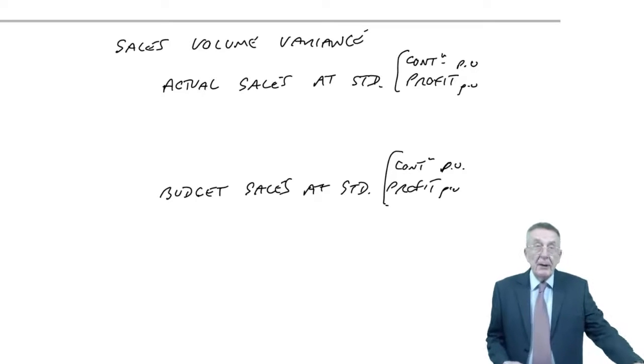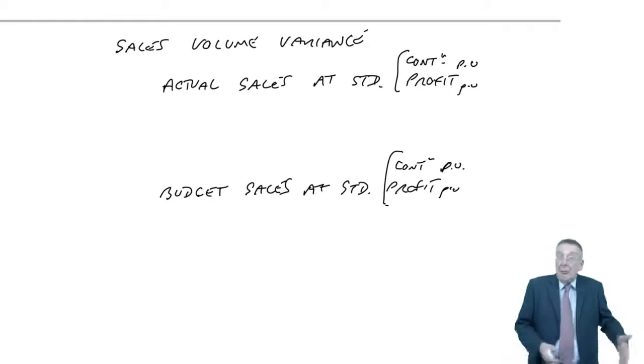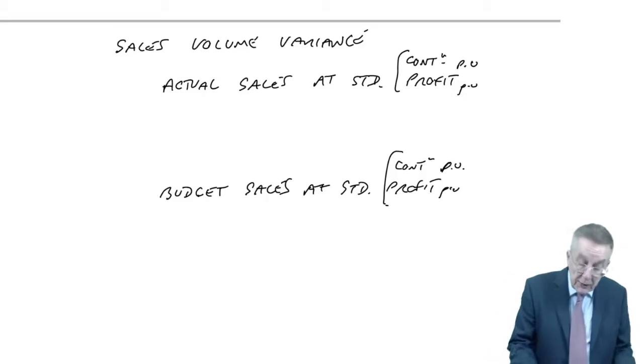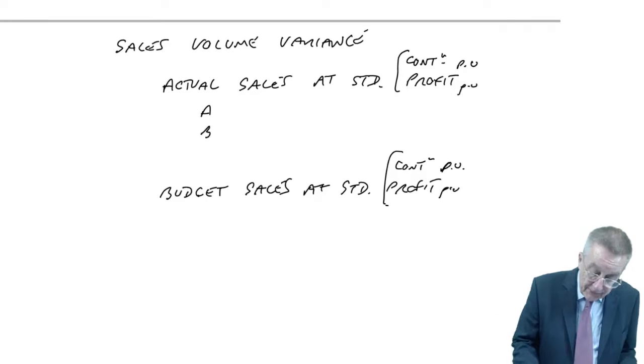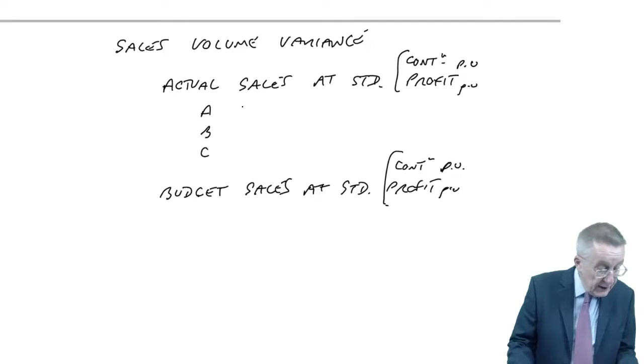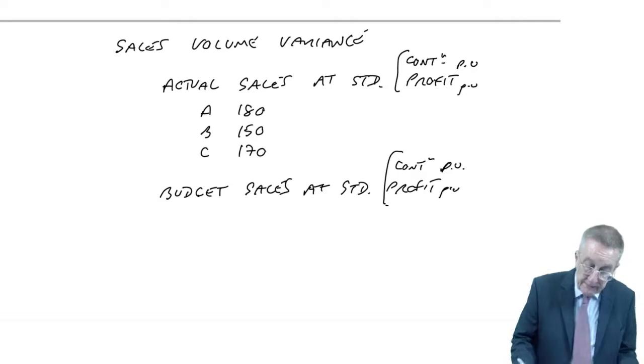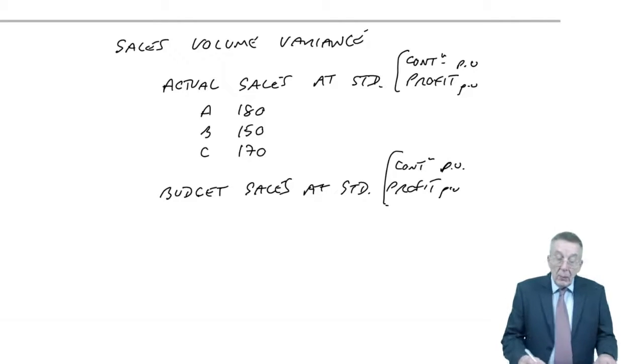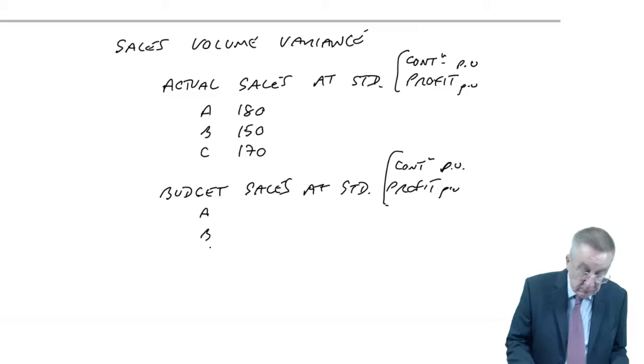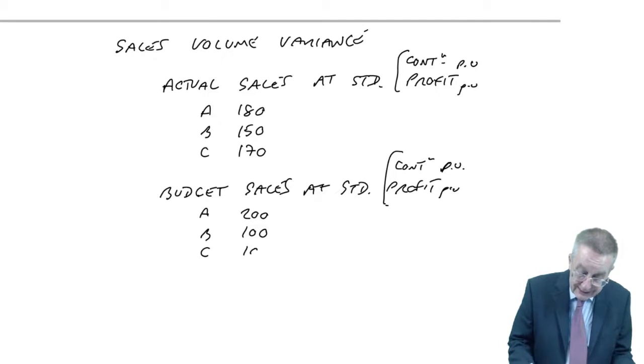Well, let's do it here. All right, not one product, there are 3. But the actual sales, just units for the moment, of actual sales are 180, 150, 170. Whereas the budget sales, 200, 100, 100.